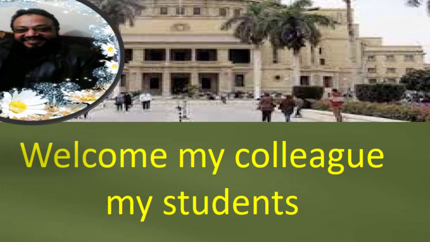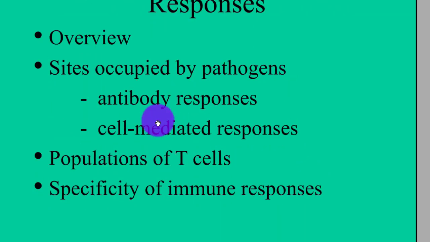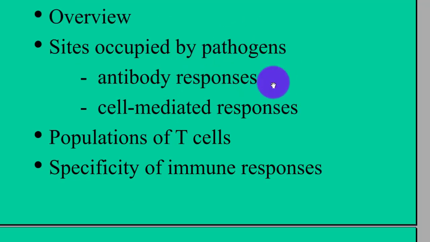Immune response to pathogen. It is very important to understand the immune system and its components and how it deals with the pathogen, either bacteria or virus. The cells involved in the immune response. Overview: the site occupied by the pathogen, where we can find the pathogen in the body.